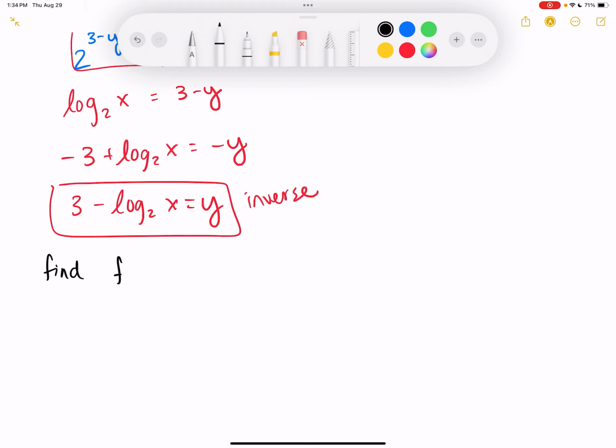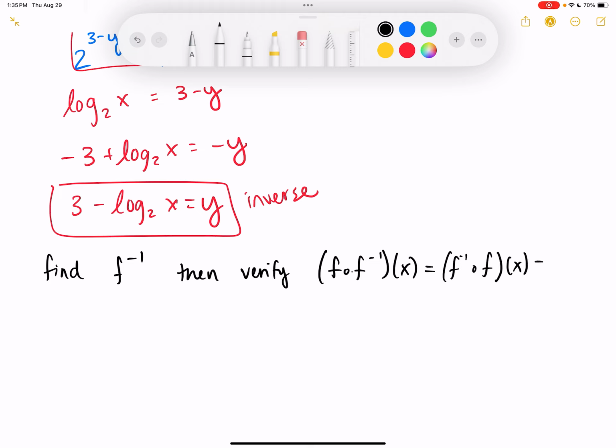All right, these ones say to find f inverse, then verify that f of f inverse of x, the composite function, is equal to f inverse of f of x, is equal to x. I'm going to write this out because it's going to be a lot for me just to say.